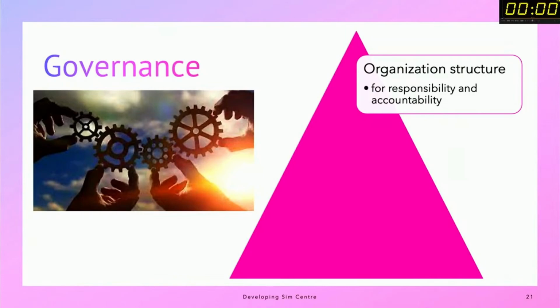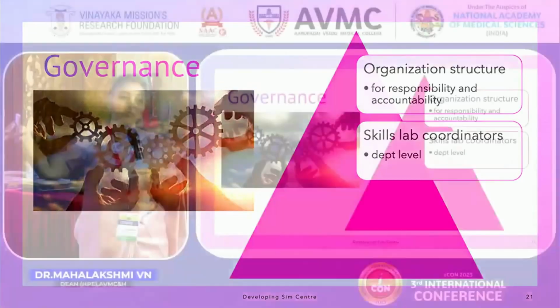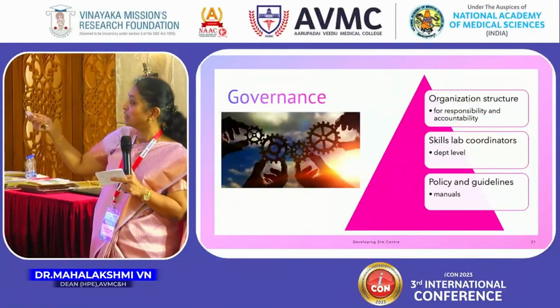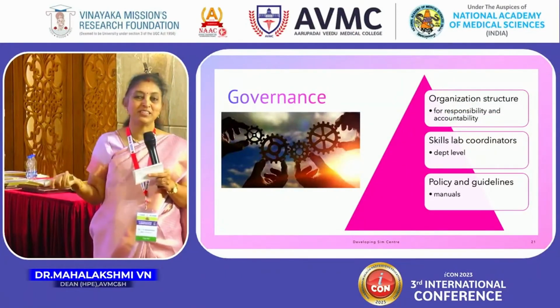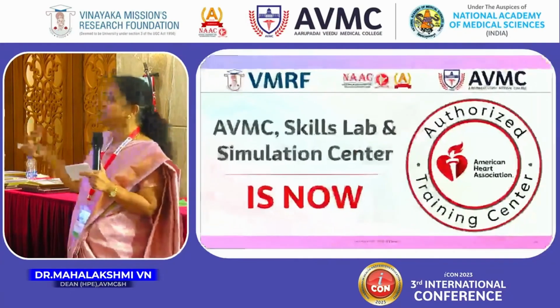Ensure that the governance has an organizational structure. Who is responsible? Who is accountable for what? Have this taken down to departmental level. Have coordinators at skill lab level for the departments. Have policies and guidelines. Who is going to use it? When it will be done, etc., etc.